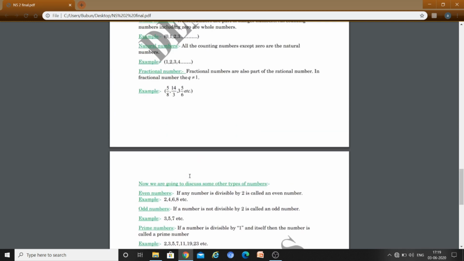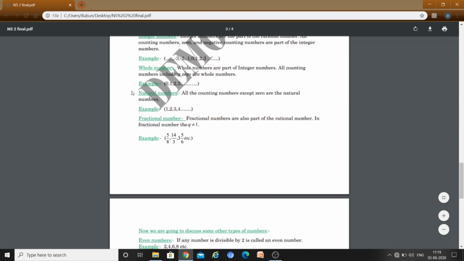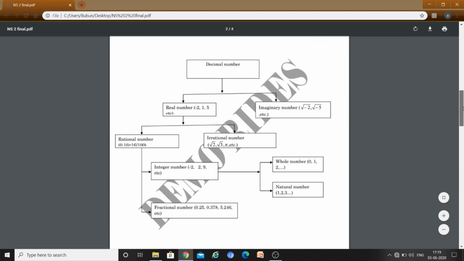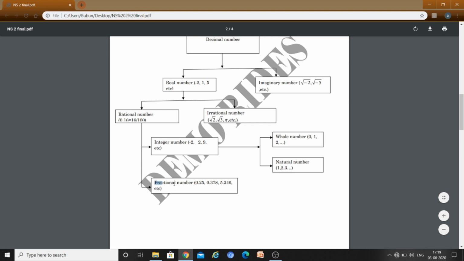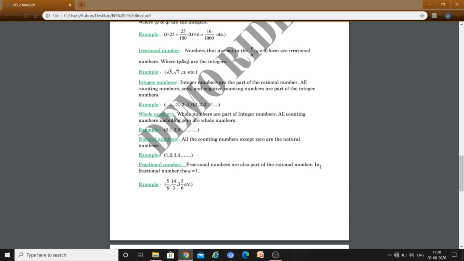What are the fractional numbers? The fractional numbers are also part of rational numbers. You can see from the table, the fractional numbers are part of rational numbers. So what is the definition? Fractional numbers are also part of the rational number. In a fractional number, this is the main point, the q is not equal to 0.